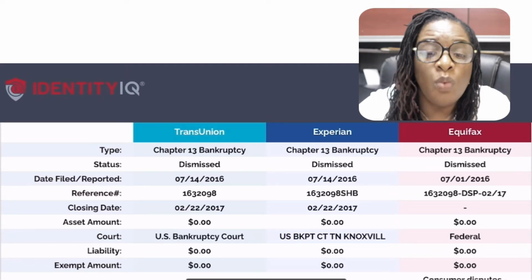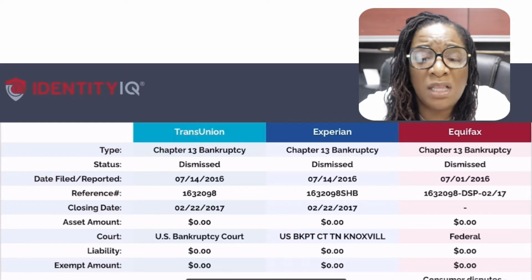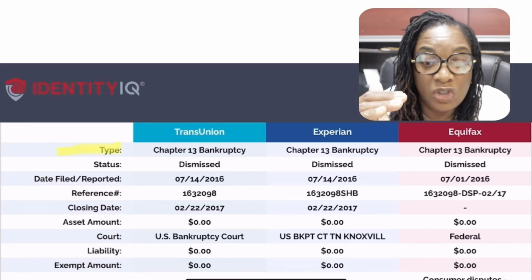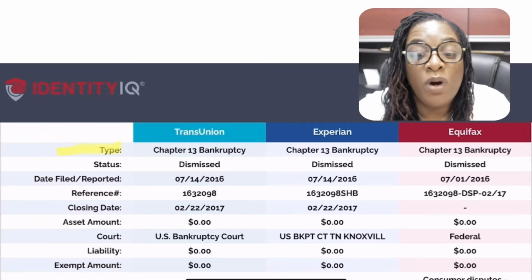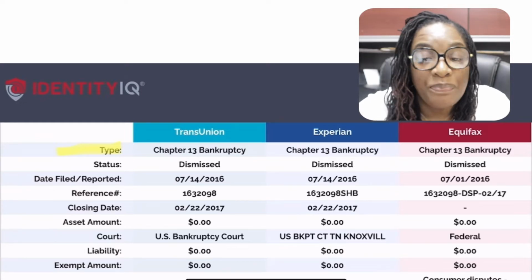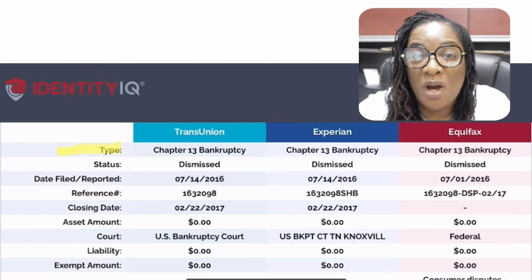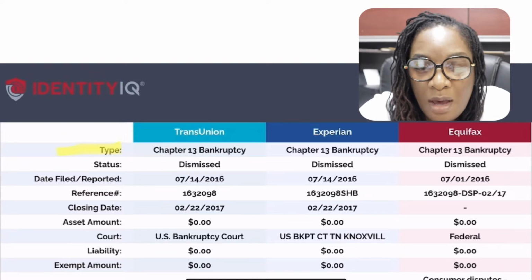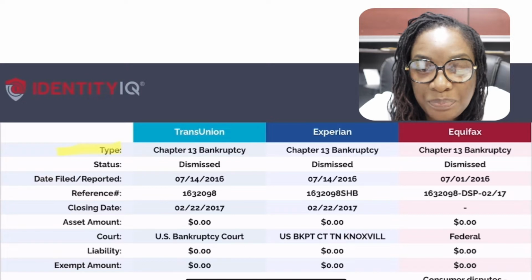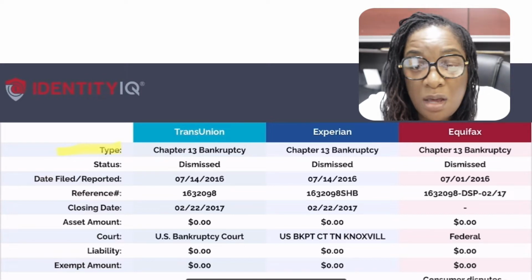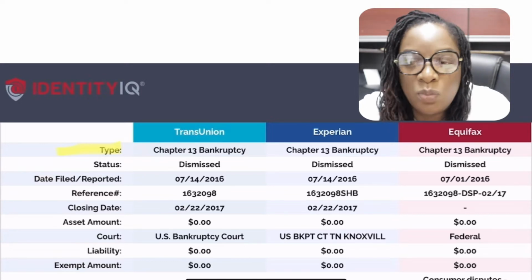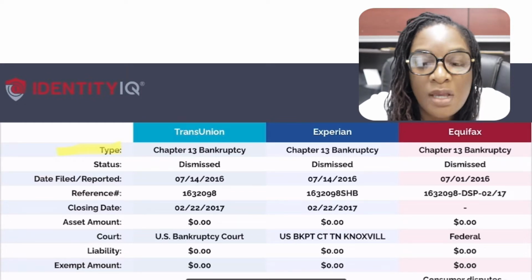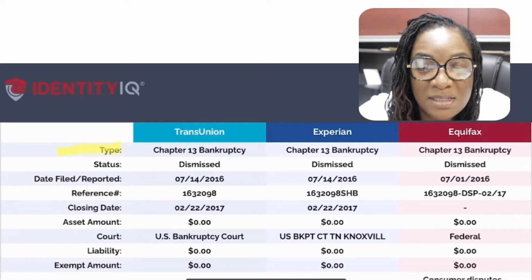So what you want to do is basically go down the line, start with where it says type, and just work your way down. What I always do is I compare what each credit bureau is saying. So right here under type, you see where it basically says what type of bankruptcy it is. Okay, so we know that that is correct. So we want to go down to status.